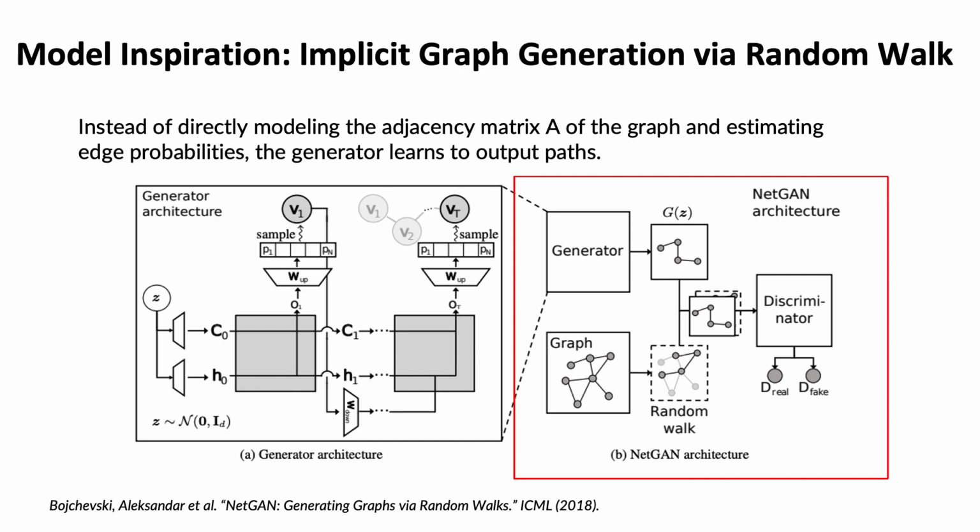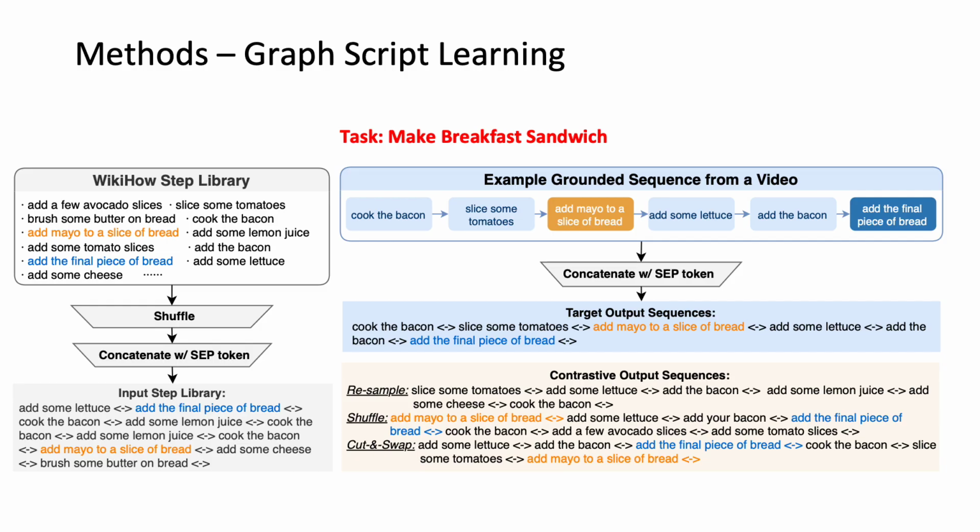Inspired by the NetGAN paper, we transformed the graph script learning problem into a path learning problem by treating steps as nodes and temporal relationships as directed edges. The grounded step sequences produced in the previous step are shuffled and concatenated using a special separator token before being passed into the model as examples of valid paths for the given task.